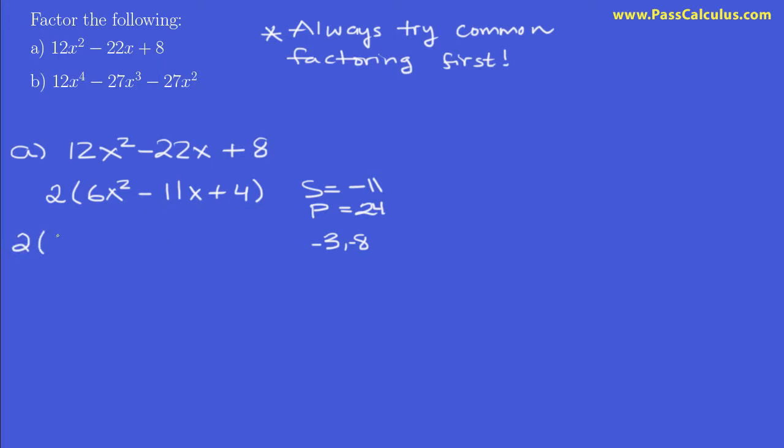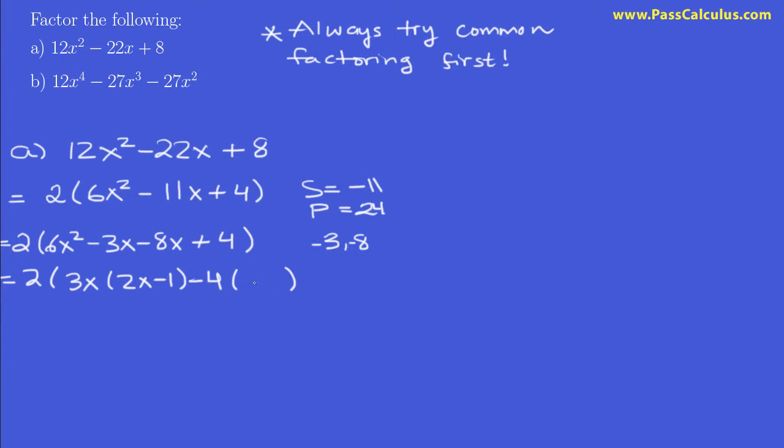We leave the 6x squared the same. Minus 11x becomes minus 3x minus 8x plus 4. The plus 4 stays the same, right? These are all equal to each other. And now, in this first pair, what can I factor as a common factor there? It's 3x, right? So I pull a 3x out. I get 2x minus 1. How about over here? Well, between 8 and 4, I can pull out a 4. Now, I don't want to pull out a plus 4. I want to pull out a minus 4.